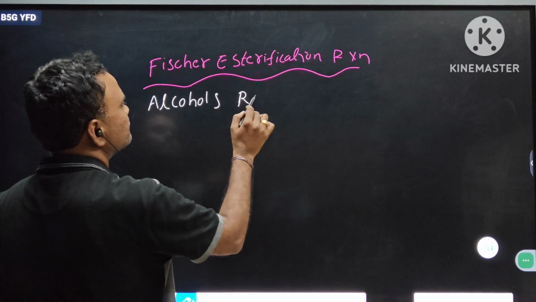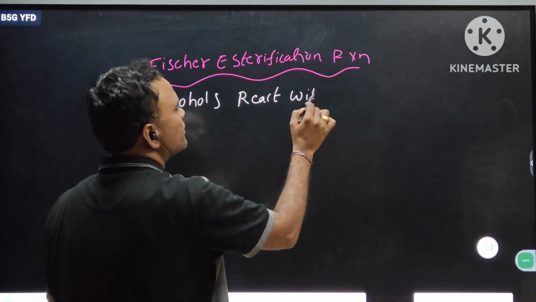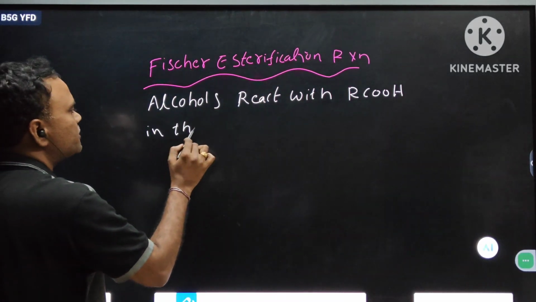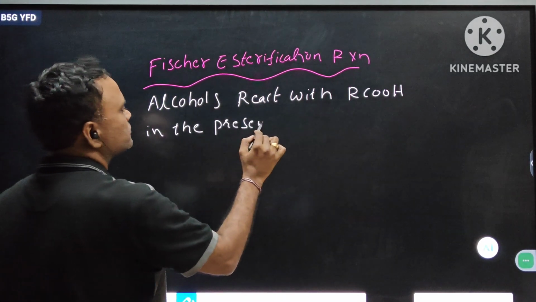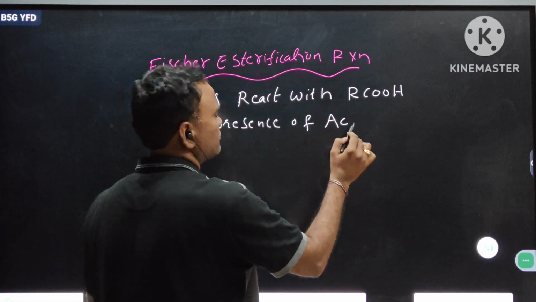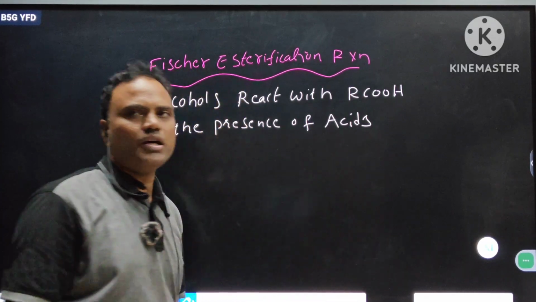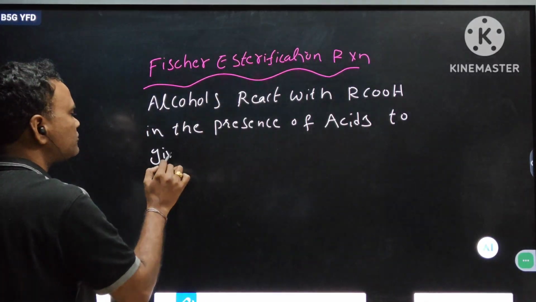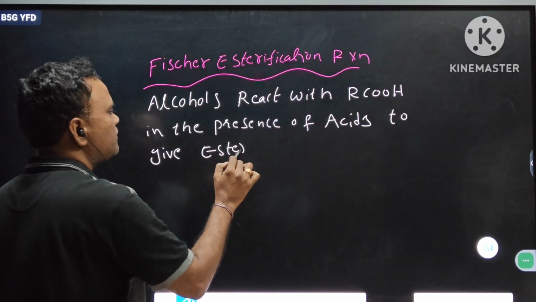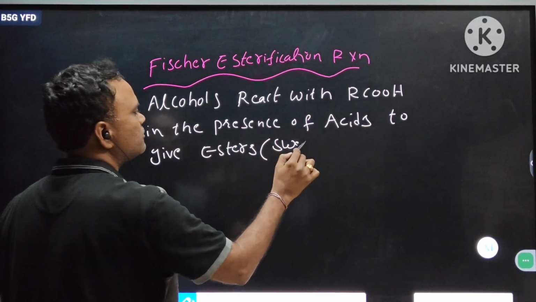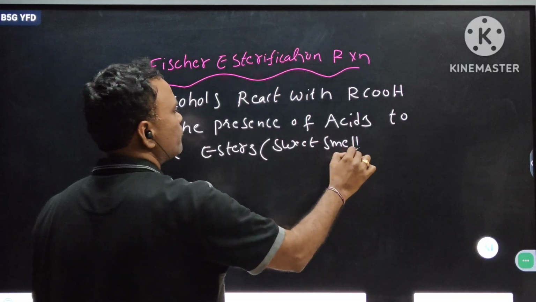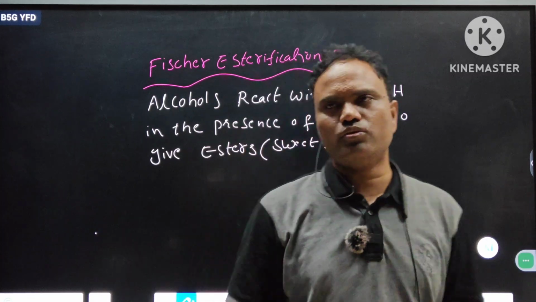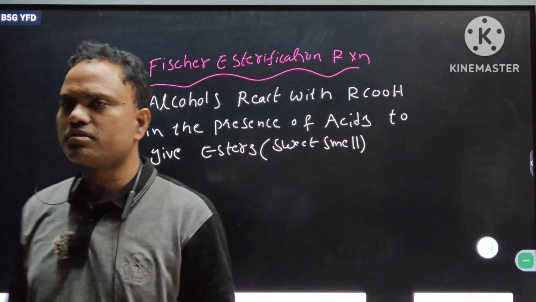Alcohols react with carboxylic acids in the presence of acids. Acid is a catalyst. Acid catalyzed, in the presence of acids, to give esters. Esters have a sweet smell, or fruit smell. Formation of ester is identified by observing the fruit smell or sweet smell, the characteristic smell.